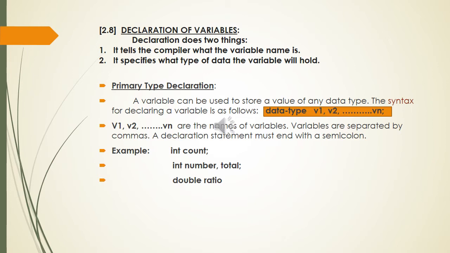Here is an example you can understand. Data type is int, variable name is count, ending with a semicolon. The next example is int number, total, which means more than one variable can be separated with a comma. And double ratio, where ratio is of type double.